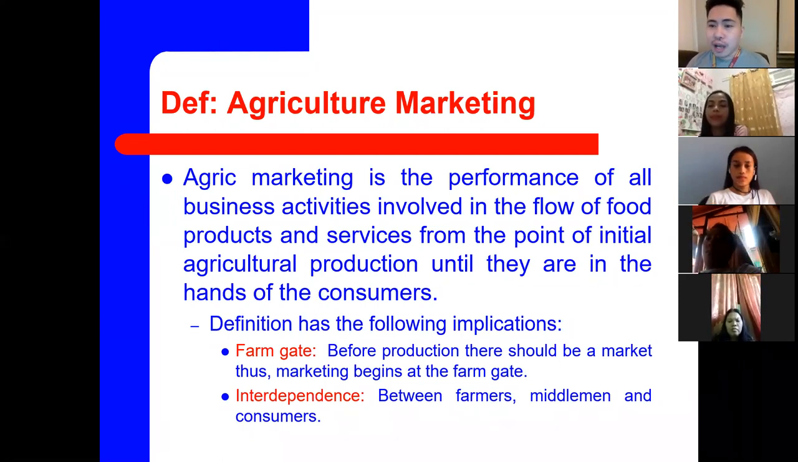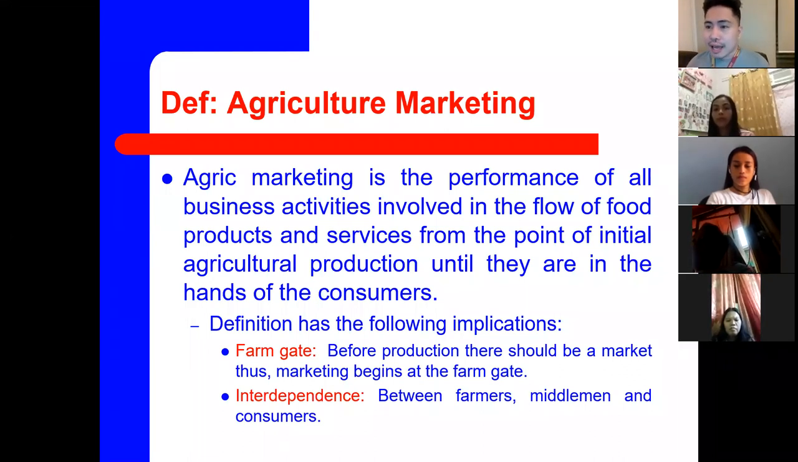Going to consider this as farm gate marketing. When we say farm gate marketing, that means marketing begins at the farm gate or upon the realization that at the start of the production process, at the start of the planting and rearing of animals, there's already an intended buyer for them. Okay? So, mauna siya farm gate marketing.